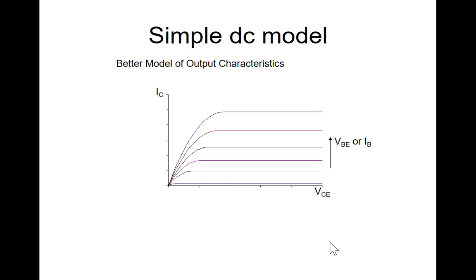Here's a better model of the output characteristics. Now, the model we described so far was in the forward active region. It only described this region out here, but if you take a real device, you'll see it tails off if you get the collector emitter voltage small. If you don't have a good force on those electrons, they don't become collector current anymore.